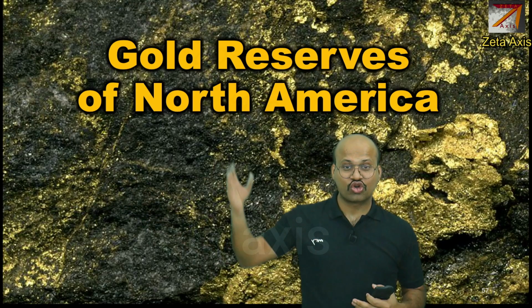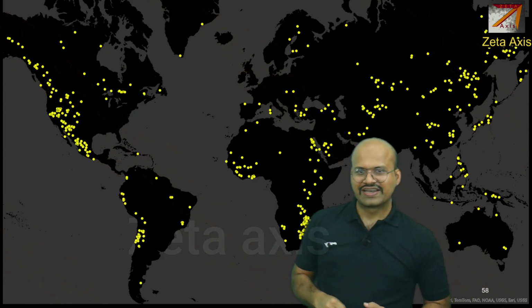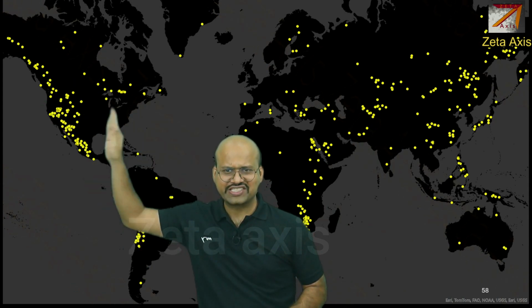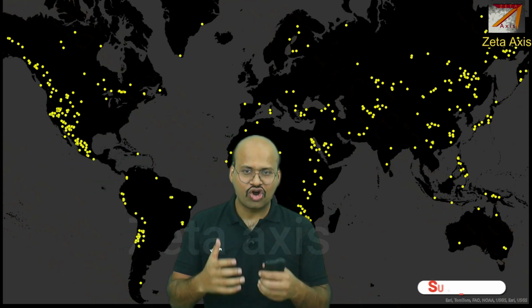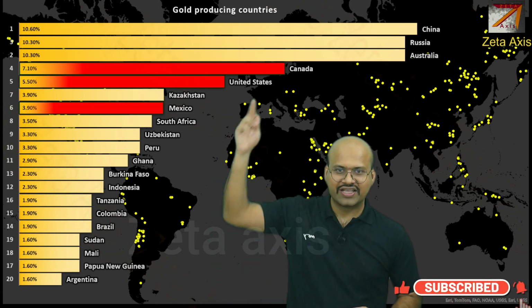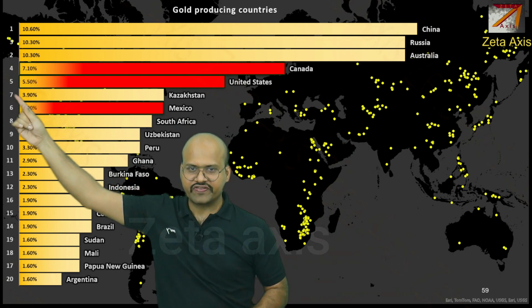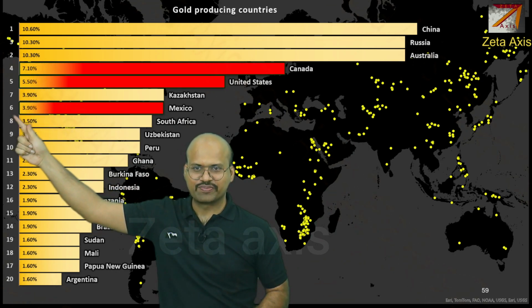Now let's discuss the gold reserves of North America. Again, in this global map, we can see that the North American continent has significant deposits of gold on the western side of the continent in the Cordillera region. If we see the global standings, we can clearly see that Canada and the United States are respectively at 4th and 5th position, and Mexico is at 6th position.